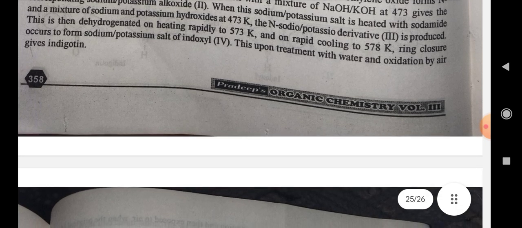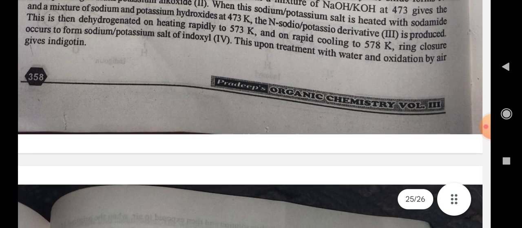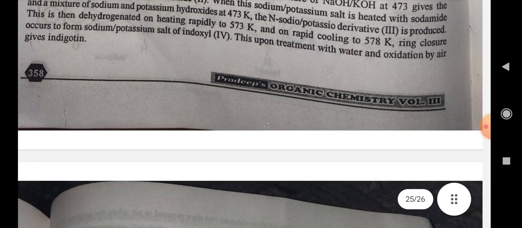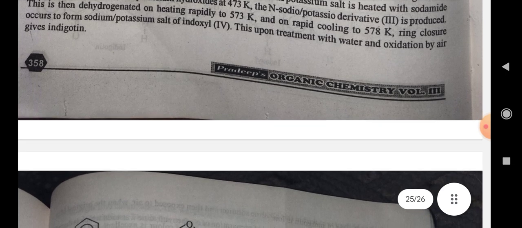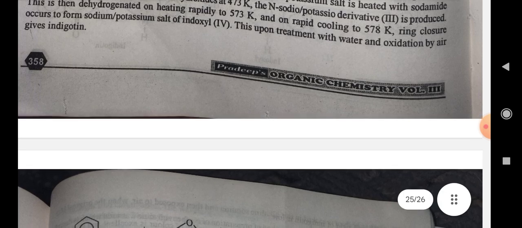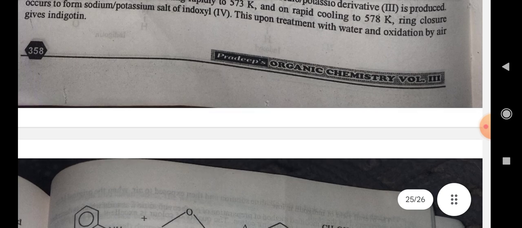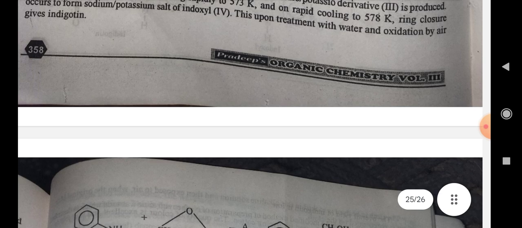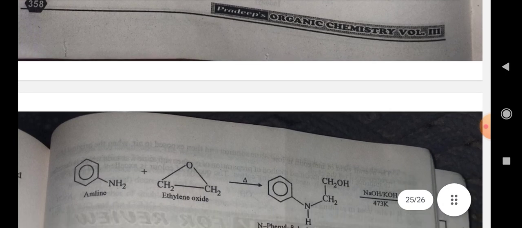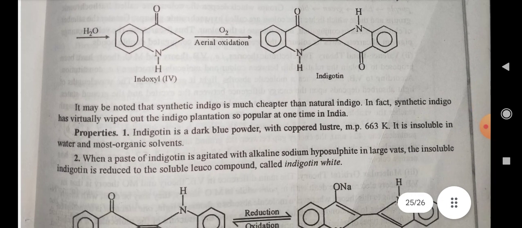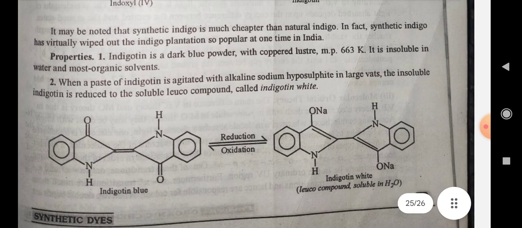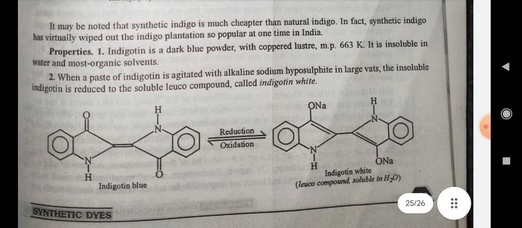This is then dehydrogenated on heating rapidly to 573 Kelvin temperature, and on rapid cooling, ring closure occurs to form the sodium potassium salt of indoxyl. Then upon treatment with water, oxidation by air gives indigotin. Indigotin is formed as a product. It may be noted that synthetic indigo is much cheaper than natural indigo.